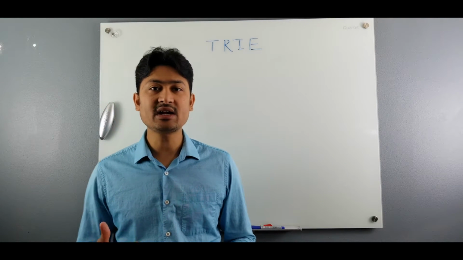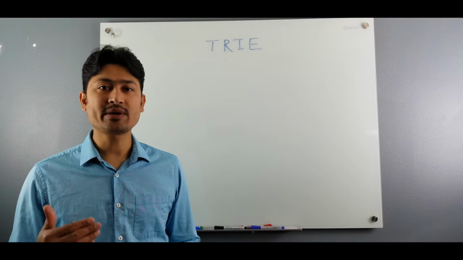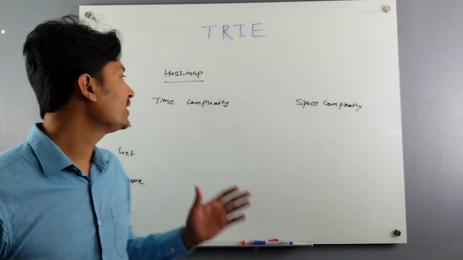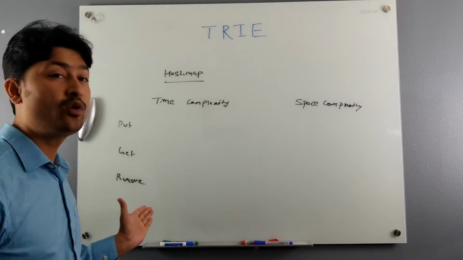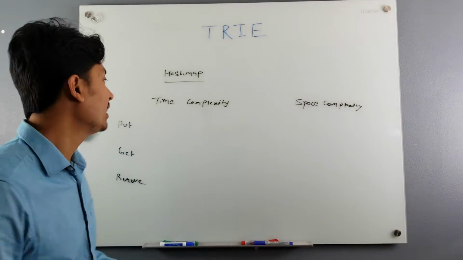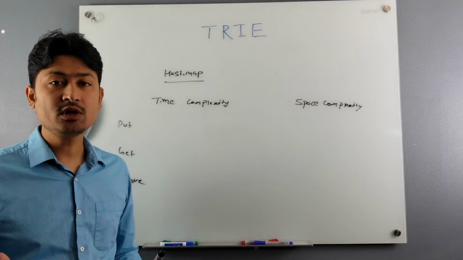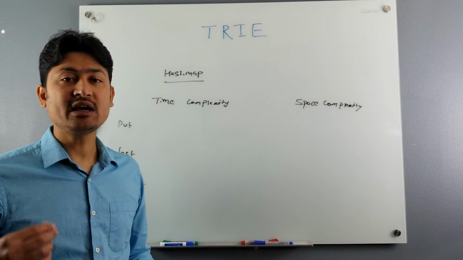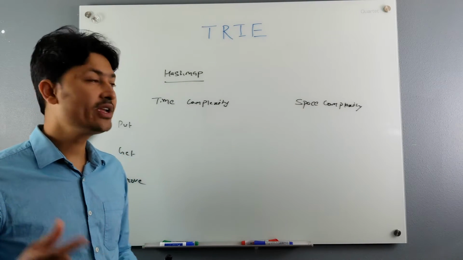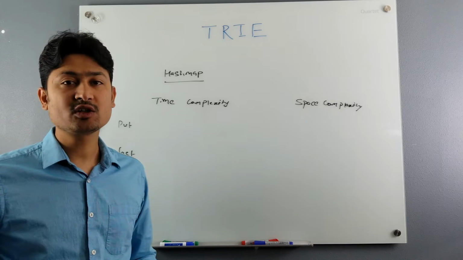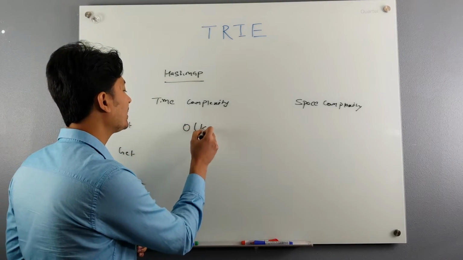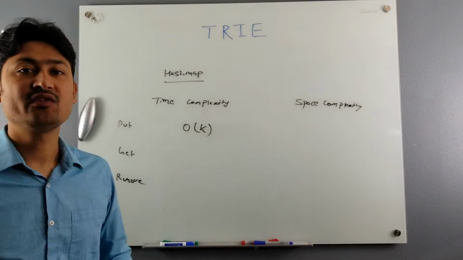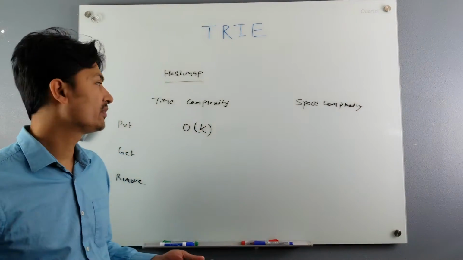So let's understand what the time and the space complexity is here. In case of a hash map, the time complexity for put, get and remove seems to be O(1). But if you take a closer look, to calculate the hash of a string, you need to iterate over the letters of the string. And that requires O(k) time complexity, where k is the length of the string.